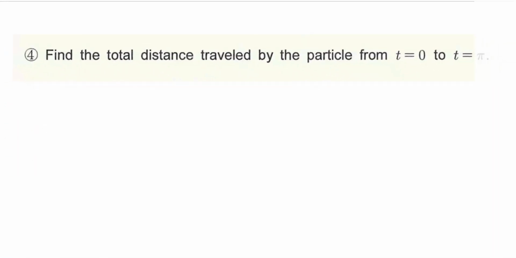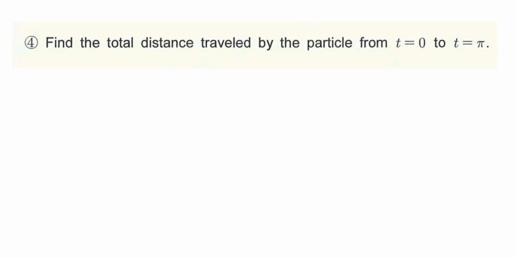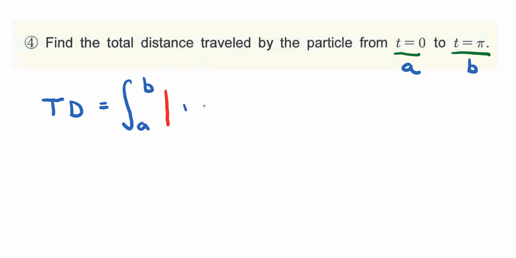So question number 4, now I need to find the total distance traveled by the particle from time t equals 0 to time t equals pi. So this is your a value, this is your b value. Now total distance, I'll just say TD for total distance. That also has a formula for our class, and that's the integral from a to b, and this time you're taking the absolute value of your velocity function with respect to time. Okay, so it's very similar to your displacement formula. You're just putting absolute values around your velocity function.